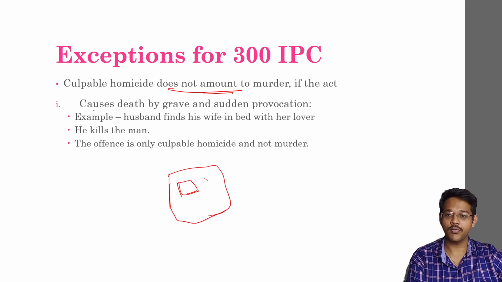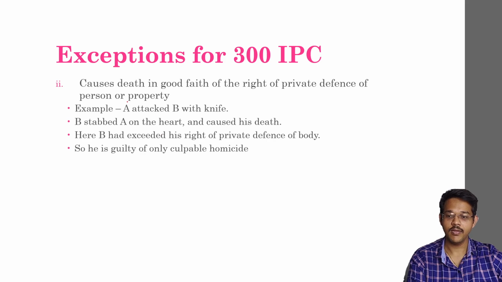So what are those? These acts include causing death by grave and sudden provocation, like a husband who finds his wife cheating and kills the wife's lover. In that case it becomes culpable homicide, not murder, because the person didn't have any intention beforehand to kill, but in sudden provocation he killed that person. Another is causing death in good faith in exercise of the right of private defense of person or property.